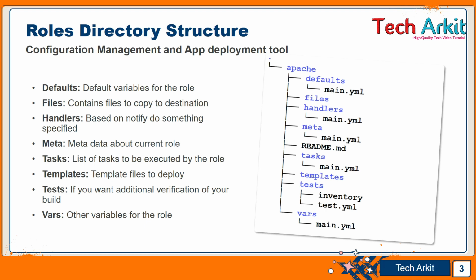If you create a Jinja template, the same configuration file can be deployed to multiple systems. Tests is the directory where you can specify some inventory data and use it to test the role. If you want to verify how the role is running, you can use this to test it. Vars is where you write other variables. Defaults is similar, but the defaults are the default variables for the role, and vars are the specified variables, so you can specify the variables over here.